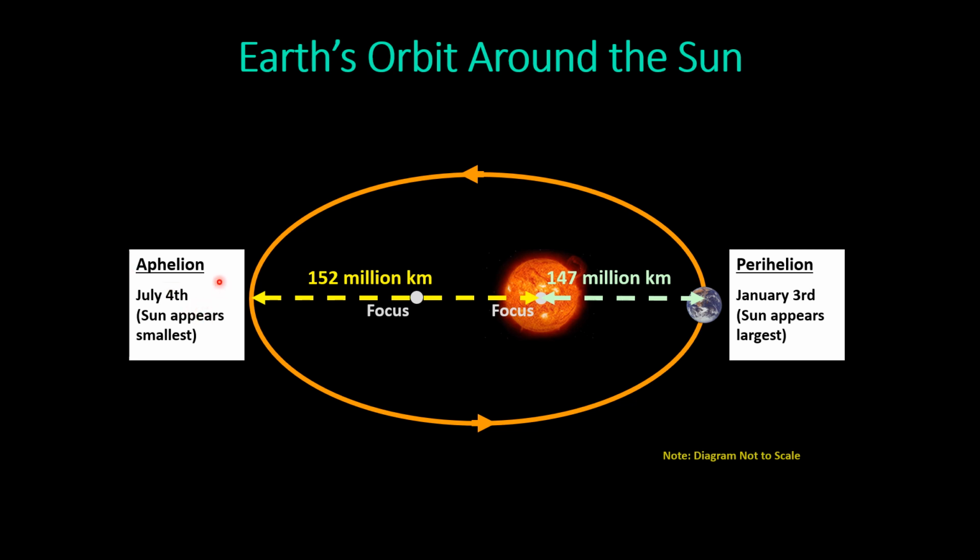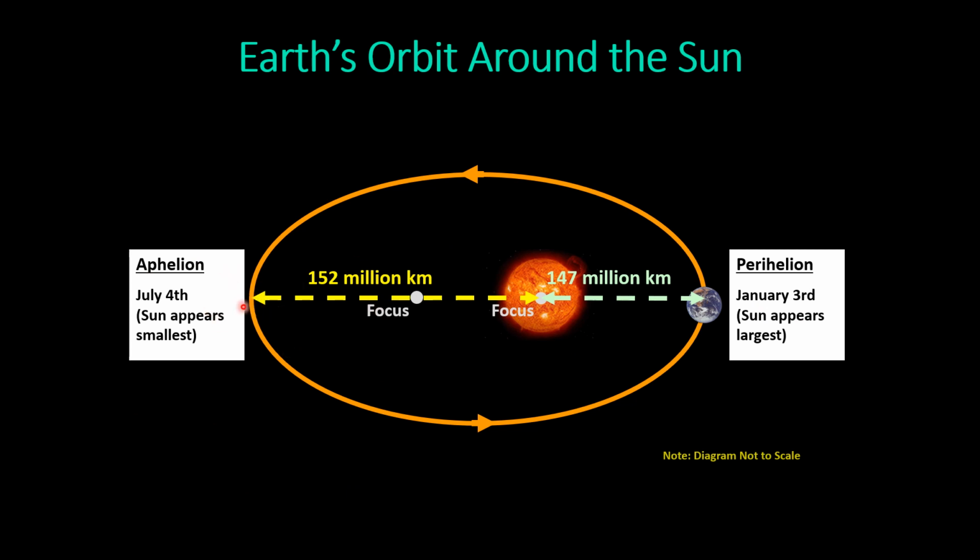And this actually happens on the 4th of July. We're 152 million kilometers away. So 5 million kilometers farther away than we are on January 3rd. In space terms, that 5 million kilometers is really not a big difference. I know it sounds like a lot to us, but 5 million out of 147 or 152 is not a huge amount. Now, an aphelion, again, it happens in summer in the northern hemisphere because the Earth's tilt is more dominant than this distance factor is.